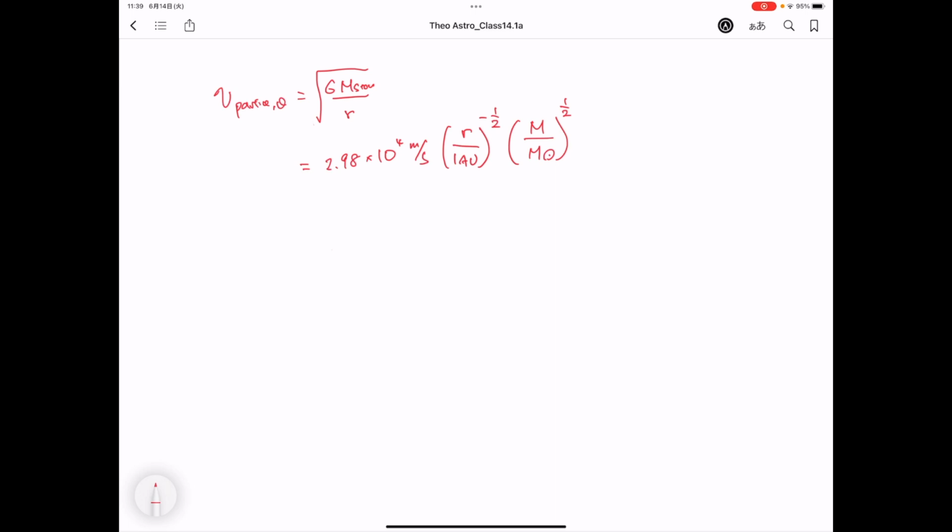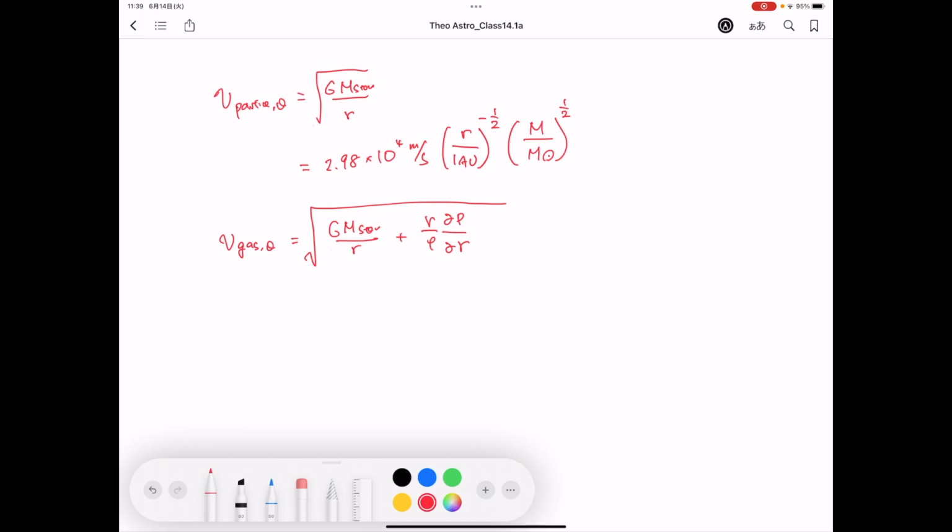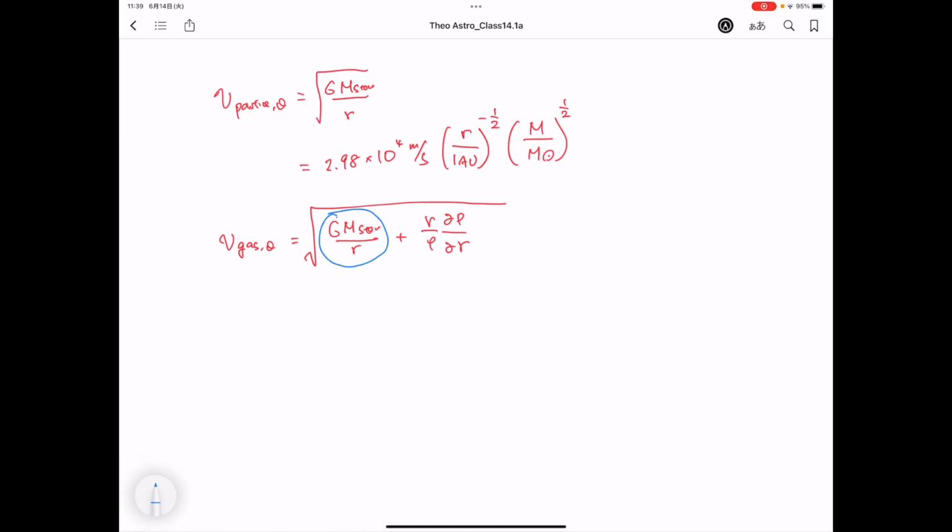Then we would like to calculate the rotational velocity of gas. V_gas theta can be calculated as GM_star over R plus R over rho, partial P over partial R. Then take a square root. Then this first term is exactly equal to this one, so we name it V_k. This is the Keplerian velocity. This one is V_k times the square root of 1 plus rho R over V_k squared, over R, partial P over partial R.